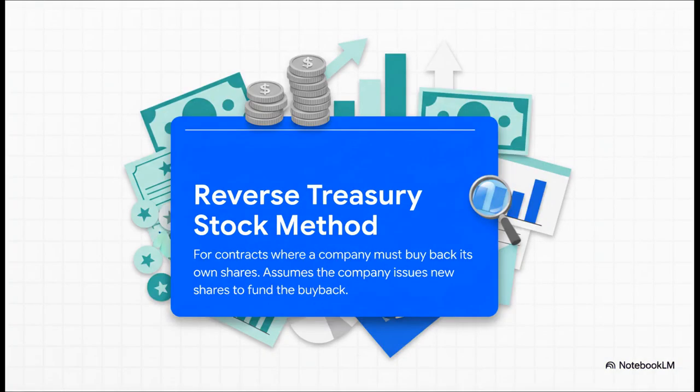And then, just to round things out, you've got this kind of weird one, the reverse TSM. This is for the total opposite situation, when a company is on the hook to buy back its own shares. The logic here is kind of flipped on its head. It assumes the company has to issue new shares to the public just to raise enough cash to fulfill its buyback promise. It's more complex, and yeah, it also affects the numerator.